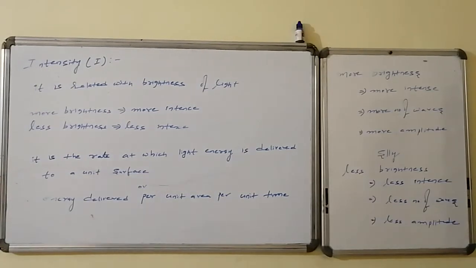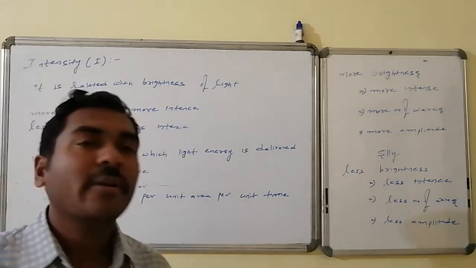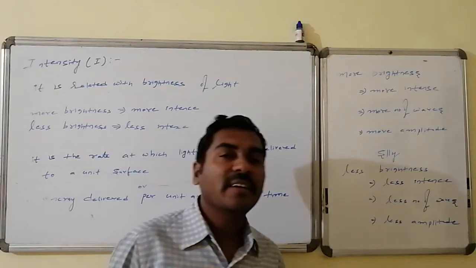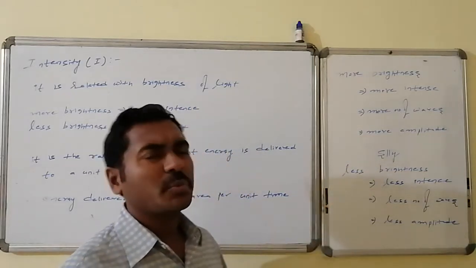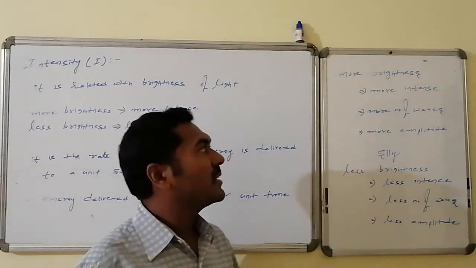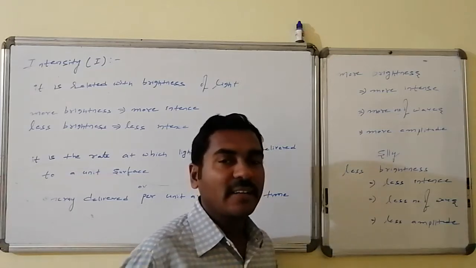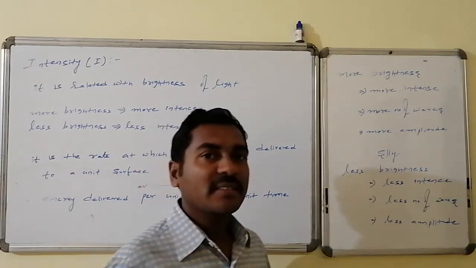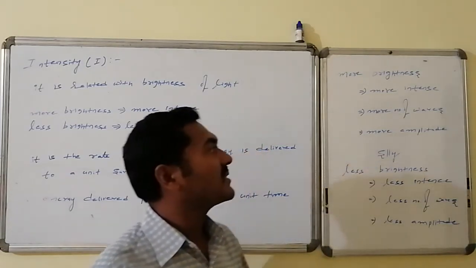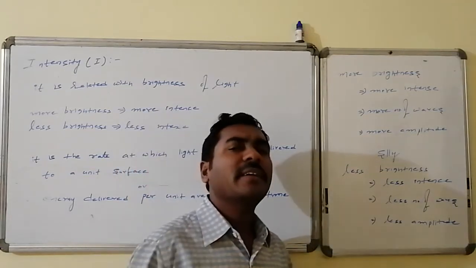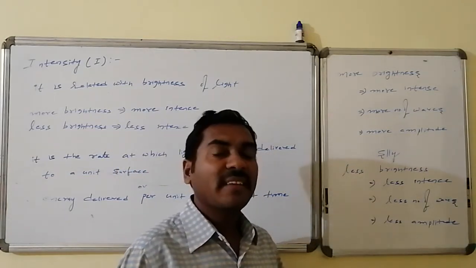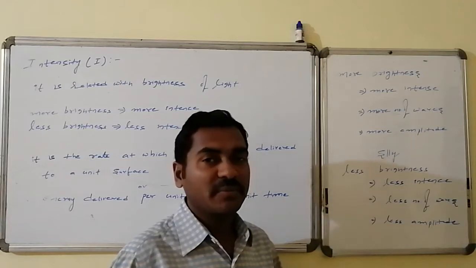Here, brightness, intensity, energy, number of waves and amplitude are interrelated with one another in such a way that, suppose more brightness, the meaning is more intense. Technically, the meaning is more intense. That is, the sensation is more brightness, and the inner meaning is more number of waves, and another technical meaning is more the amplitude.